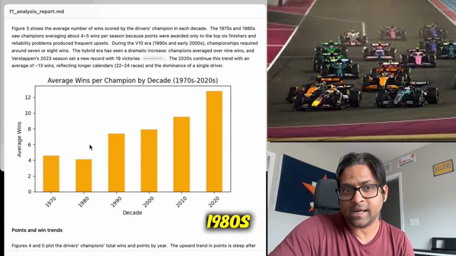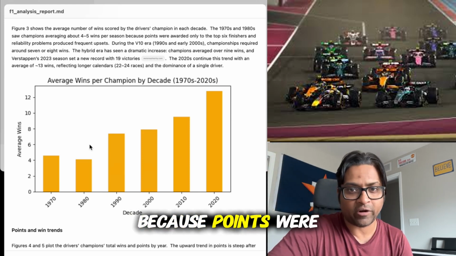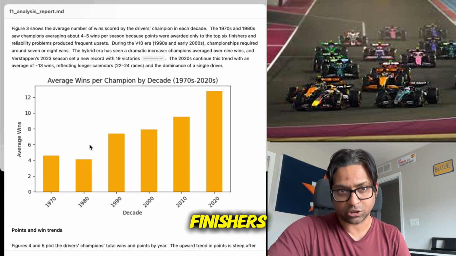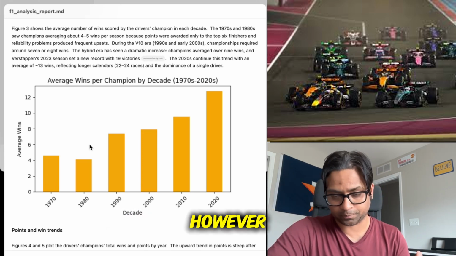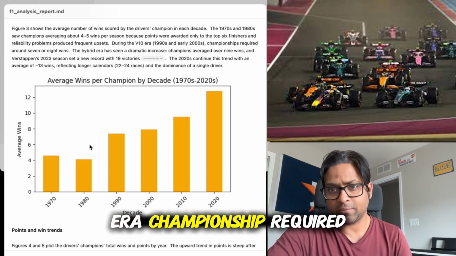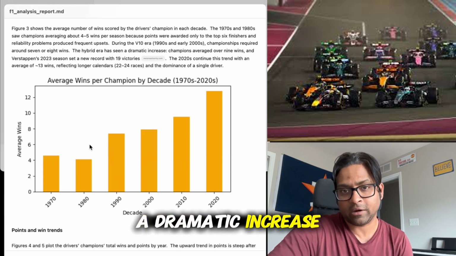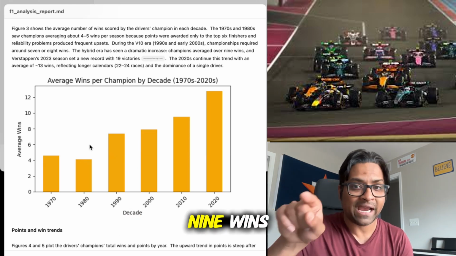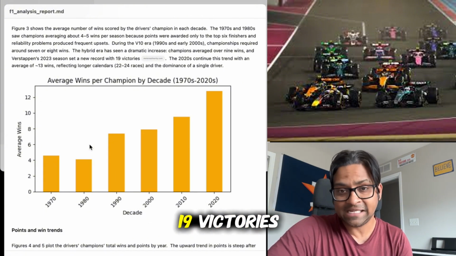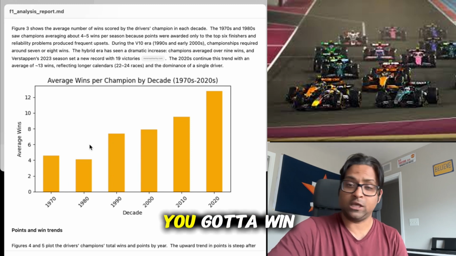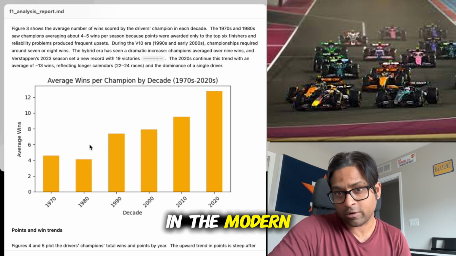The 1970s and 1980s saw champions averaging about 4 to 5 wins per season because points were awarded only to the top 6 finishers and reliability problems produced frequent upsets. However, during the V10 era, a championship required around 7 or 8 wins, and the hybrid era has seen a dramatic increase. Champions averaged over 9 wins, and Verstappen's 2023 season set a new record with 19 victories. Wow, so that means you have to win a lot of F1 races in order to be the champion in the modern era of F1.